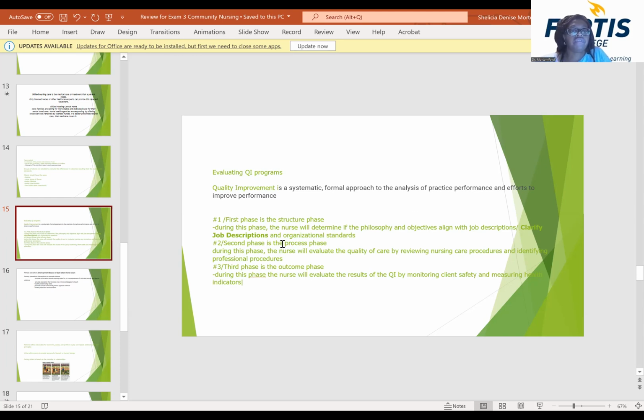So make sure you know the different phases and which is the focus of each phase. The first phase, you want to clarify the job descriptions.